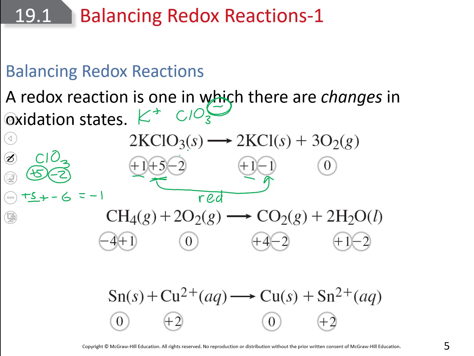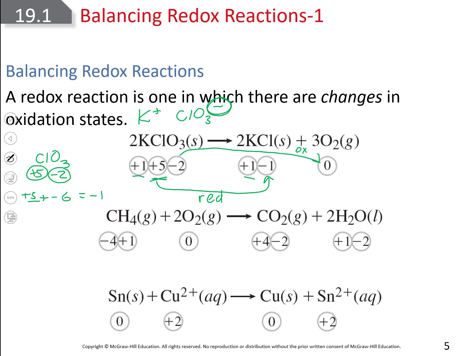Oxygen. Oxygen went from -2 to 0. That is losing electrons, so that is going to be our oxidation. So in this reaction, chlorine was reduced and oxygen was oxidized.